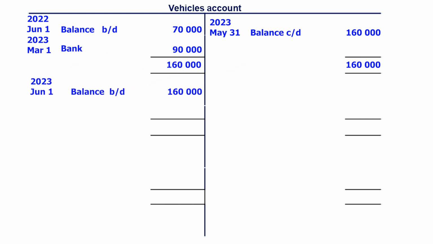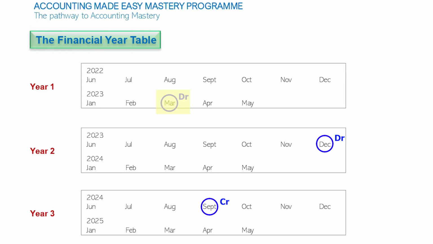Now this carried down was on the 31st of May, so the brought down has to be on the 1st of June. So we write the balance brought down as 160,000. We go back to our financial year table.